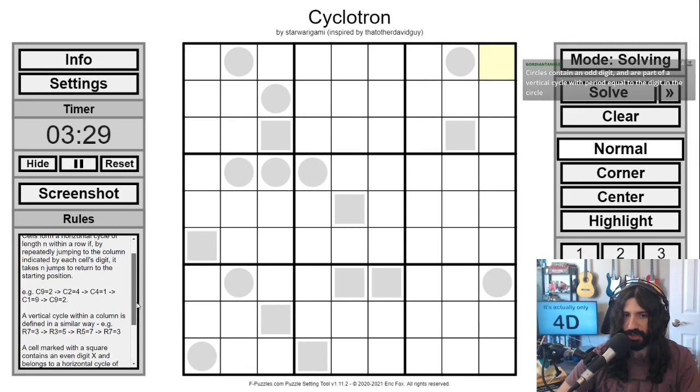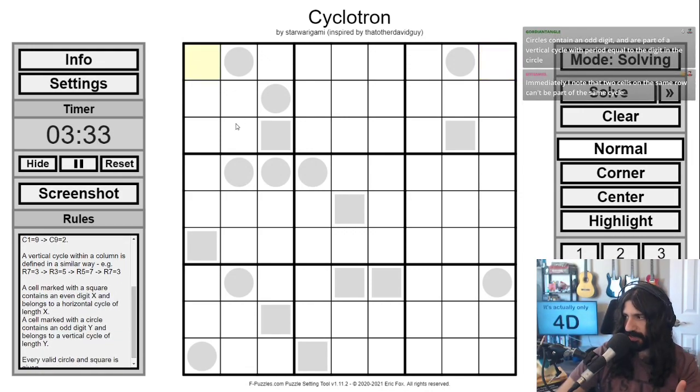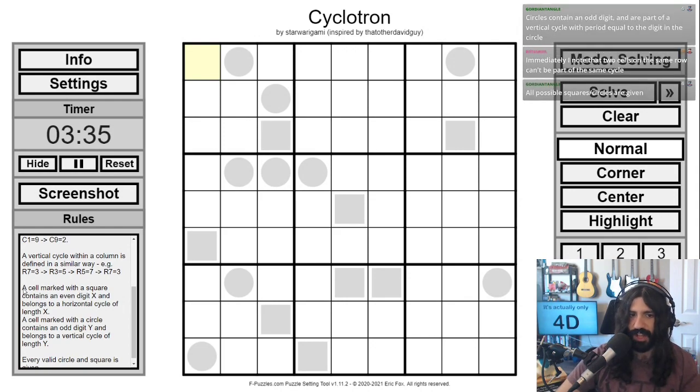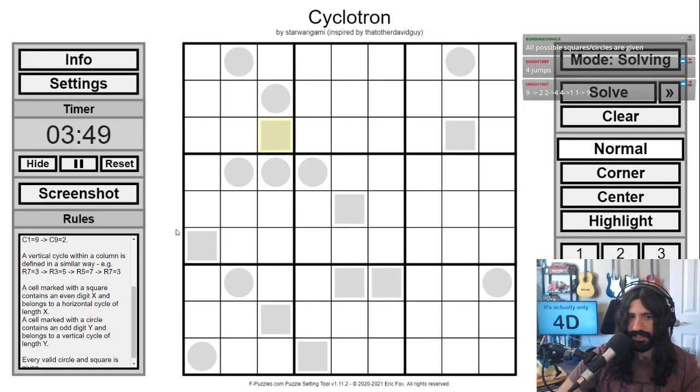A vertical cycle within a column is defined in a similar way. Okay, we understand how that works. A cell marked with a square contains an even digit x and belongs to a horizontal cycle of length x. That's what squares are.